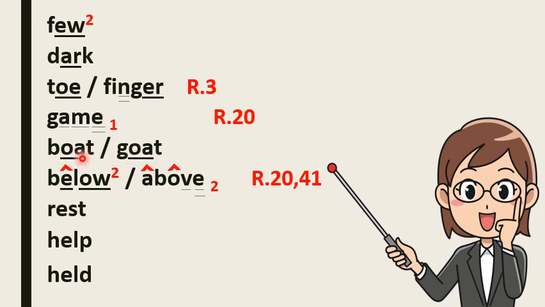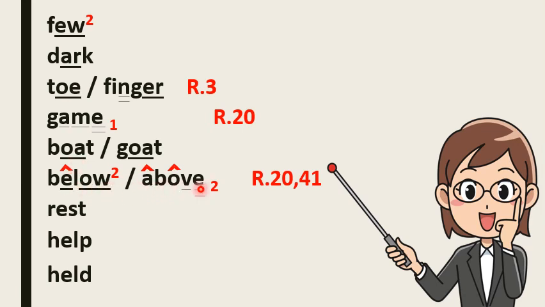Now, boat, goat. In both of these words, you have the phonogram OA. Now, how many sounds for OA? Only one, which is O, like boat. So you're only going to underline the phonogram.